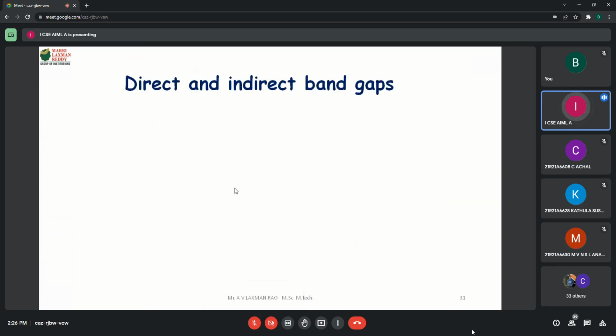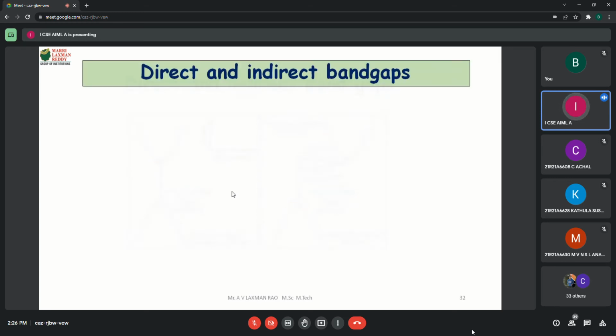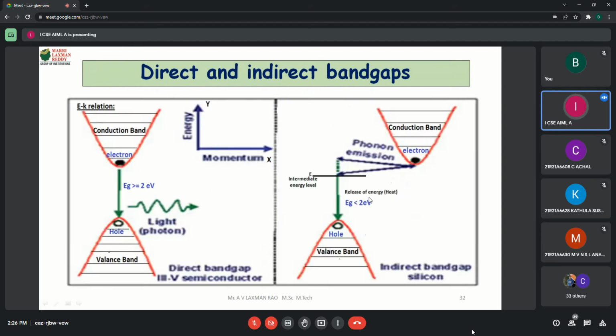Now, a very important topic: direct and indirect band gap semiconductors. What are direct and indirect band gap semiconductors and their properties? You have to draw this diagram. As I told you in the theory class, if you want to explain the properties of direct and indirect band gap semiconductors, you compulsorily have to take help of diagrams. The left side diagram is for the direct band gap semiconductor, and the right side diagram is for indirect band gap semiconductors.